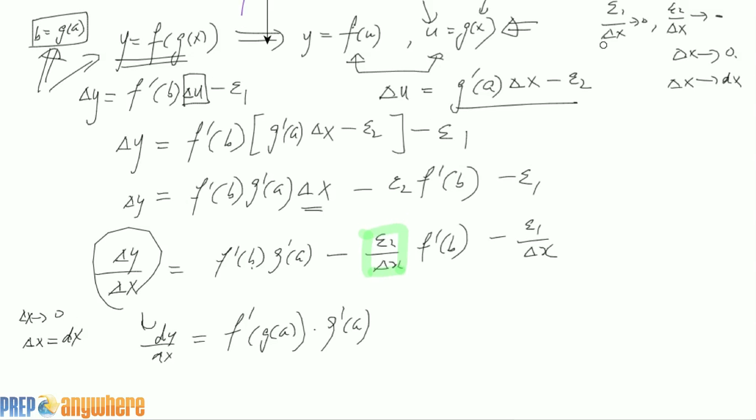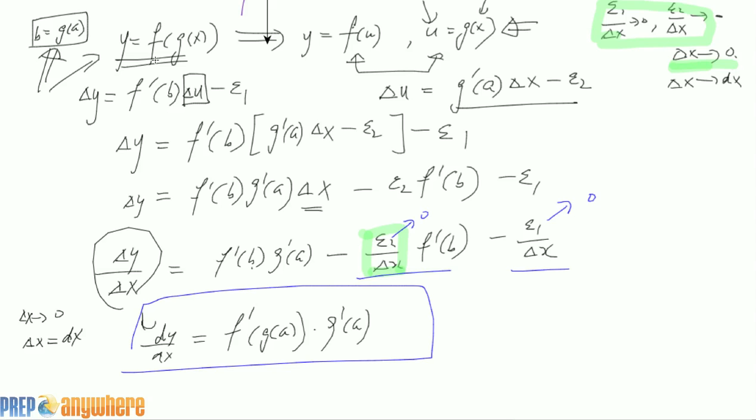Remember we discussed it here. It's going to approach 0 as delta x approaches 0. So that will become 0, and that will become 0. So both of these terms are gone now. And therefore we have the dy over dx of this composition is f prime at g at a, times g prime at a. This is the proof of the chain rule.